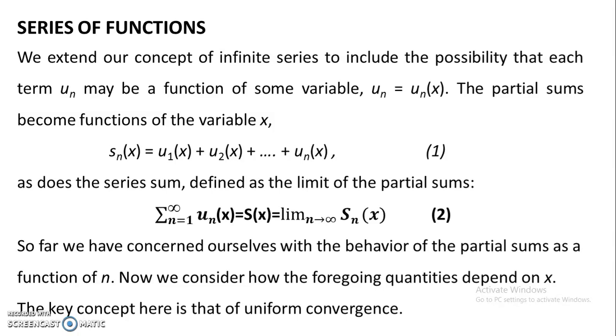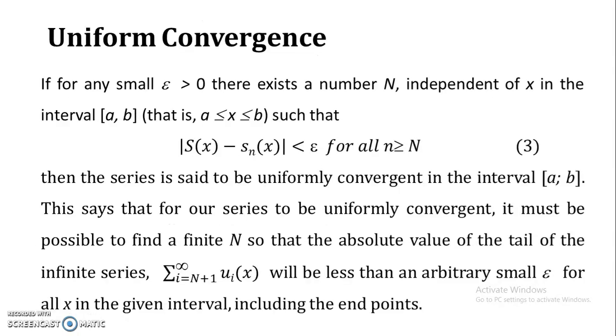The limit of the un of x means what? That is the limit of Sn of x as n approaches infinity. It is the summation of un of x as n runs from 1 to infinity. It means what? A function of x, that is s of x. So far we have concerned ourselves with the behavior of partial sums as a function of n. Now we consider how the foregoing quantities depend on x. The key concept here is that of uniform convergence.